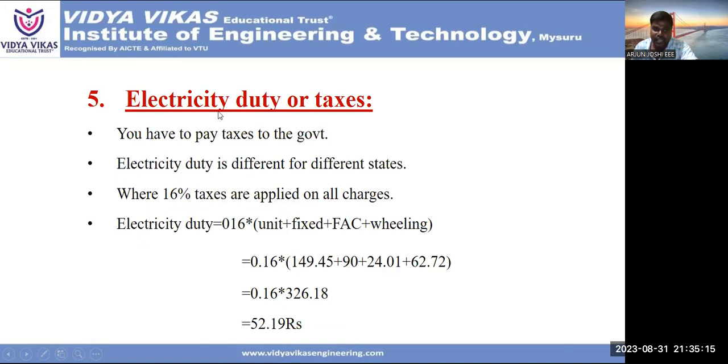Now let's understand electricity duty or taxes. What do you mean by electricity duty or taxes? The government makes some profit in the generation and transmission of electricity. So that is the tax, that is nothing but 16%. I'm going to multiply this tax with the overall cost. 0.16 into the unit consumption charges 149.45 plus 90 fixed charges, fuel adjustment charges 24, wheeling charges 62. So you need to do the calculation. You will get 59.19 rupees.